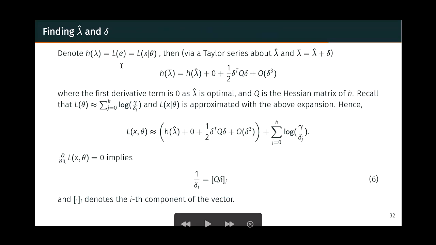I've got a vector, delta. Delta i is the ith component of that vector. Delta is that whole vector. Q is a matrix. That matrix is the second derivative of the model prediction errors with respect to the model parameters. So I've got a matrix times a vector. That thing is a vector. So the ith component of this vector is equal to the ith component of this vector.